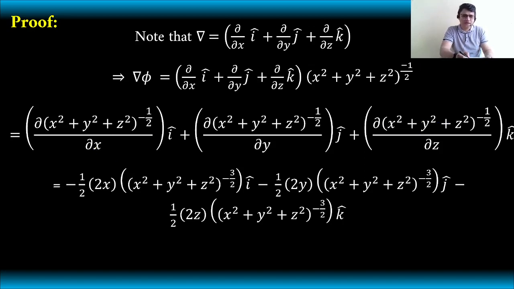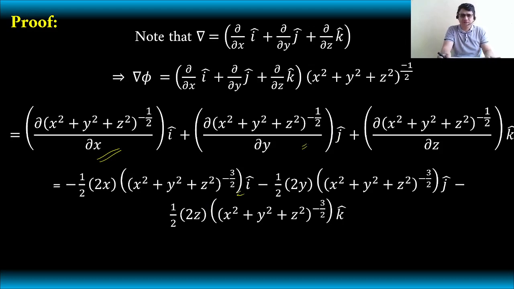And of course, we have to get the partial derivative of this phi. For the first term, we bring down negative 1/2. So we have negative 1/2 times the derivative of x squared, which is 2x, times x squared plus y squared plus z squared raised to the negative 3/2, because when we took negative 1/2, what remains is negative 3/2, i hat. So this is for the first term.